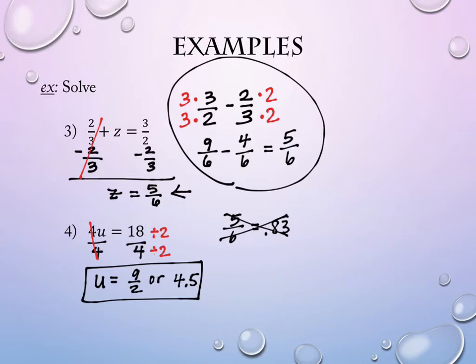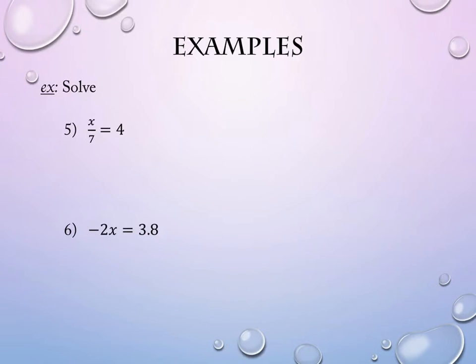Okay, so if we have multiplication, we can use division. How about number 5? What do you see? Right, you got it. So we see division, and the opposite of division is multiplication. So we're going to multiply by 7 on both sides. Multiplying, dividing here gives me x, and on the right I get 28. Any questions on that one?